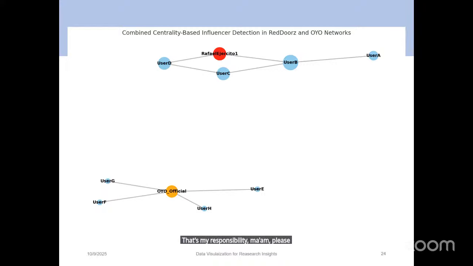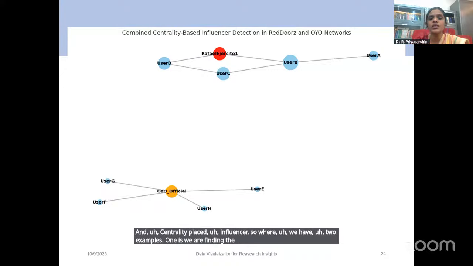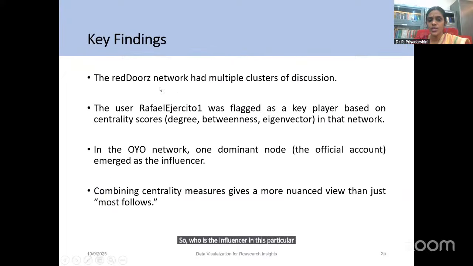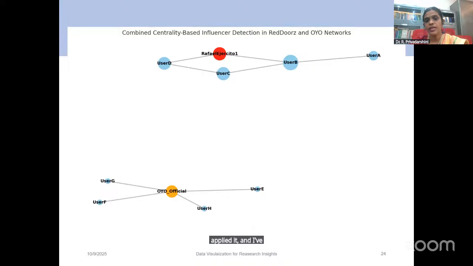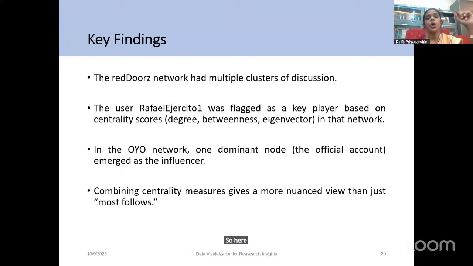Please continue. Okay, so here I have taken a small demo with OYO networks and centrality-based influencer, where we have two examples. One is finding the influencer: who is the influencer in the OYO network? Who is the influencer in this particular Red Doors network? For that, we have taken this and applied it, and I've taken the result here. So easily we can find that OYO official is the influencer here. Here, the dominant node will be seen from the tool. That is the key finding in Gephi.